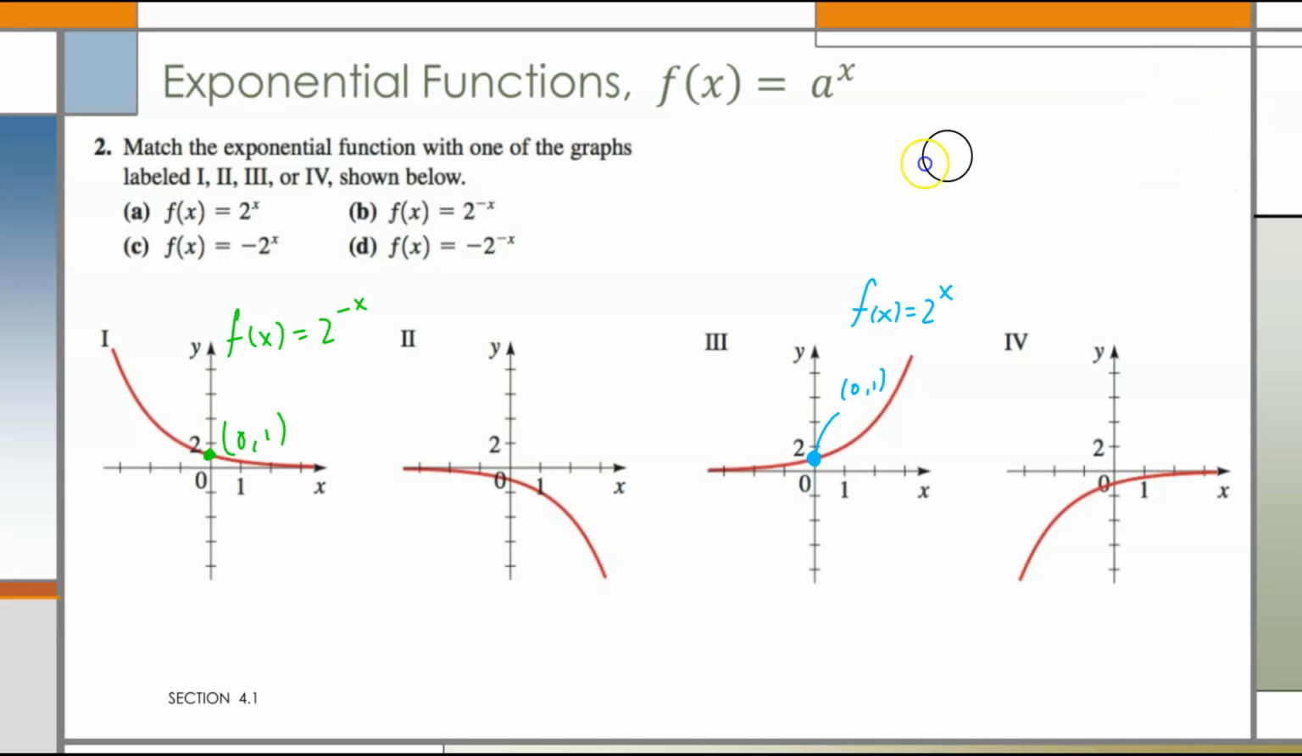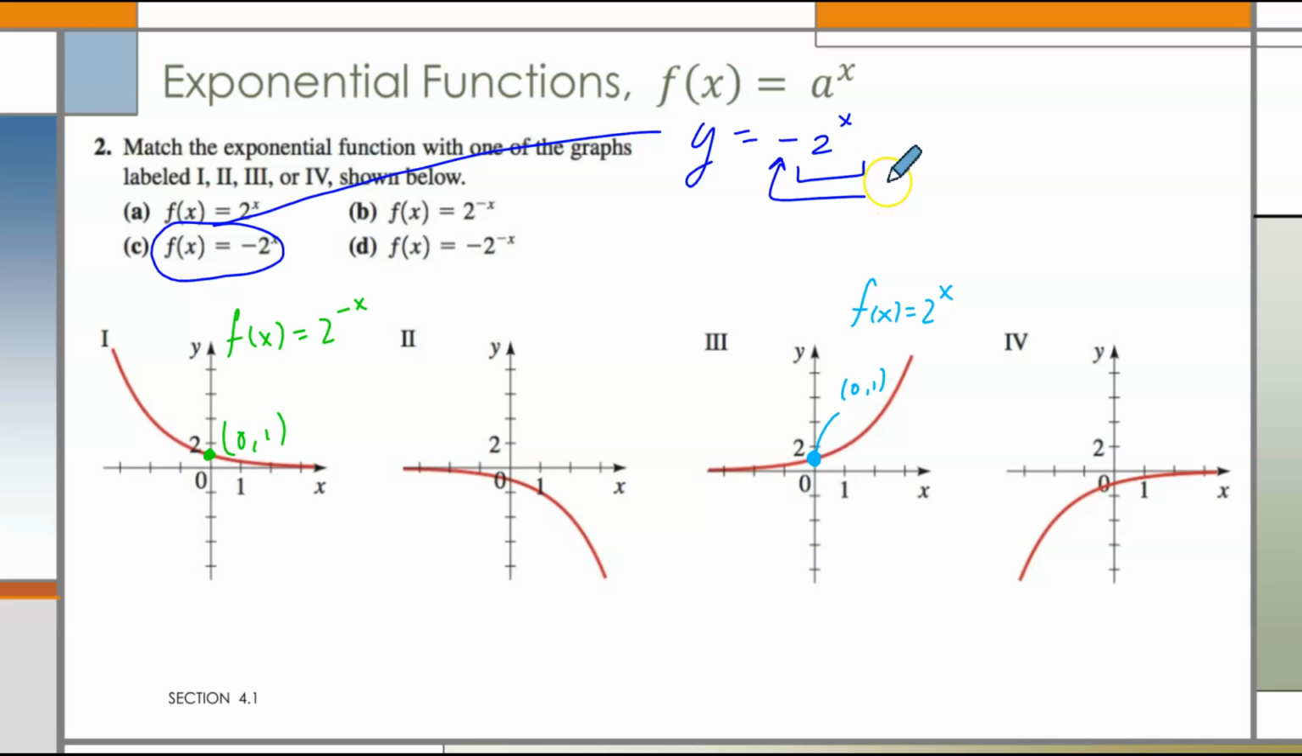Okay, what does part C say? Part C is f of x, or y, those are the same things, negative 2 to the x power. We're going to take this 2 to the x graph and we're going to do a transformation on it. Multiplying on the outside of a function by a negative flips it on an axis. Which axis do we flip? We flip on the x-axis.